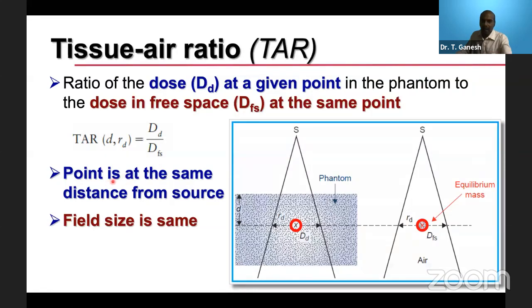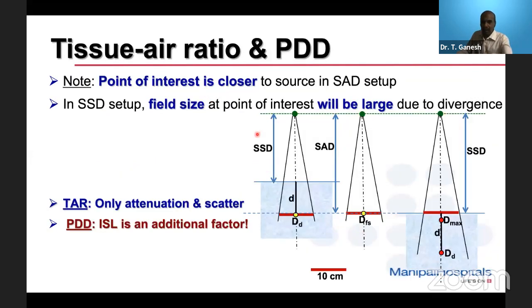Fine. The point is at the same distance from the source. Do not forget this. And the field size is the same. You cannot alter this. So do not try to understand the PDD and the tissue air ratio separately. Always draw the setups together.